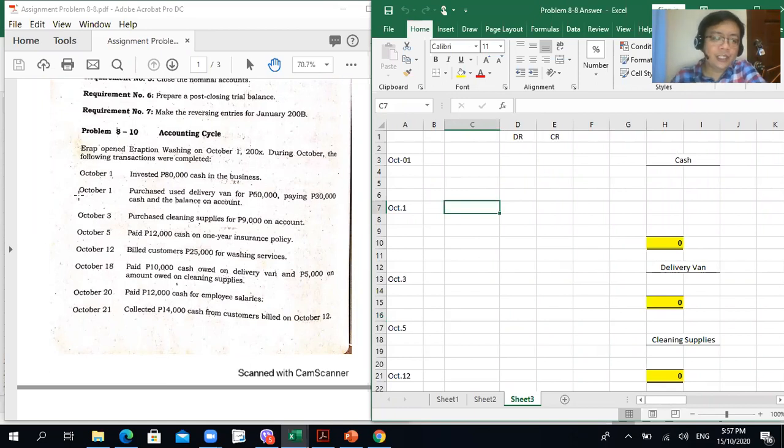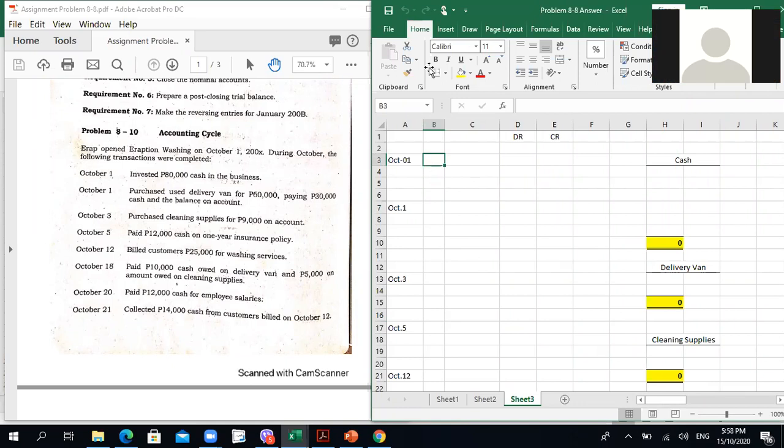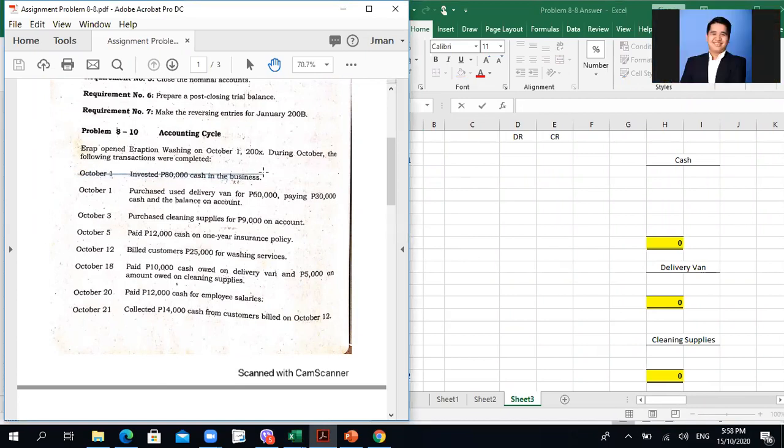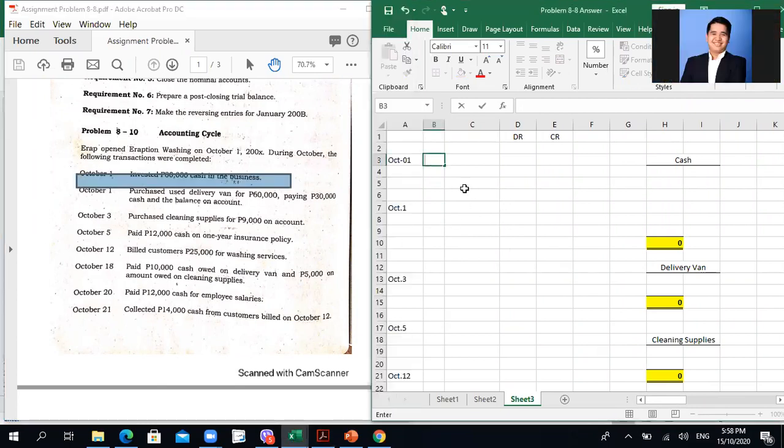Okay, October 1. What if you invest 80,000 cash in the business? What is the entry for this? Anyone? Sa debit po, sir. All right. So debit, what is the entry? Debit 80,000. What is the debit account title? Again, October 1. What is the entry for this? Okay. Cash. Very good. So you debit cash, which is 80,000.